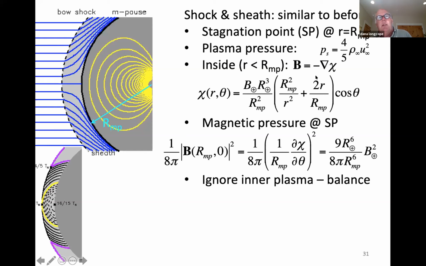What we do next is, sorry, this is a different chi. This is not the angle. This is the magnetic potential. So we're basically saying, let's assume this inner magnetic field is current free. So it's essentially a dipole, or this is a little bit better than assuming a dipole. The dipole is the first term, and the second term here is to account for the fact that there's current there.